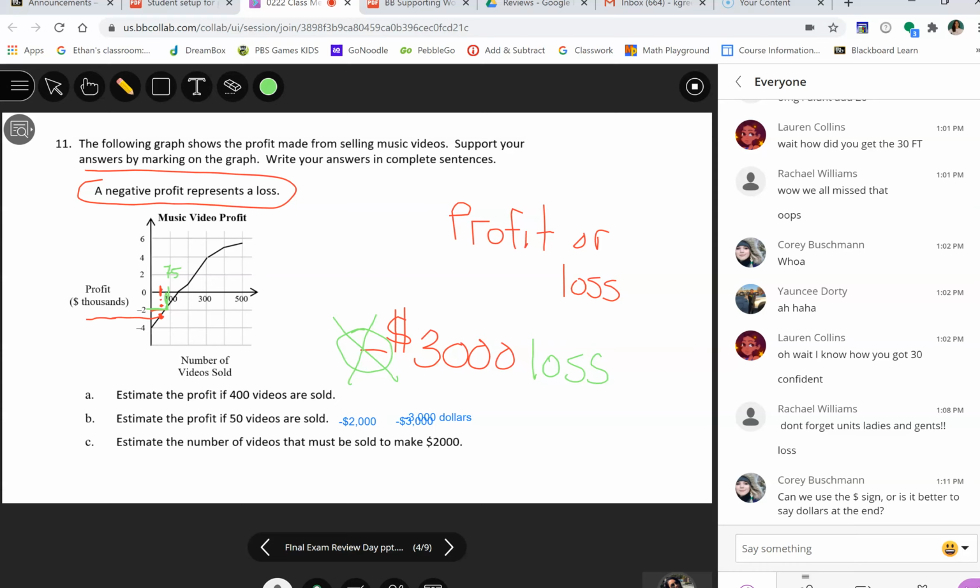Either way is 100% correct, Corey. Even if Blackboard grades it automatically, I go check every single thing that was typed in. And if it counted it wrong, but it's right, I can overwrite that grade.